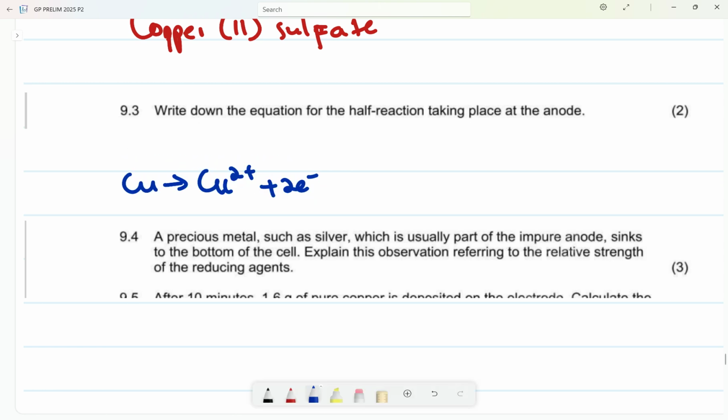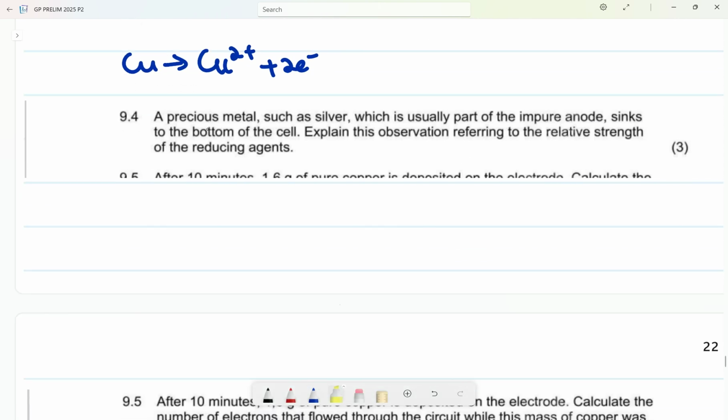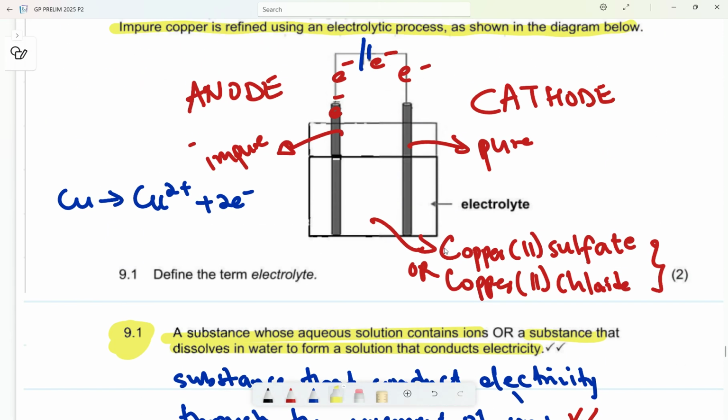Don't need to cram it, just know it. And then they tell us a precious metal such as silver, which is usually part of the impure anode, sinks to the bottom of the cell. Explain this observation referring to the relative strength of the reducing agent. Now they're basically asking why, in these impurities, they managed to purify copper instead of silver.